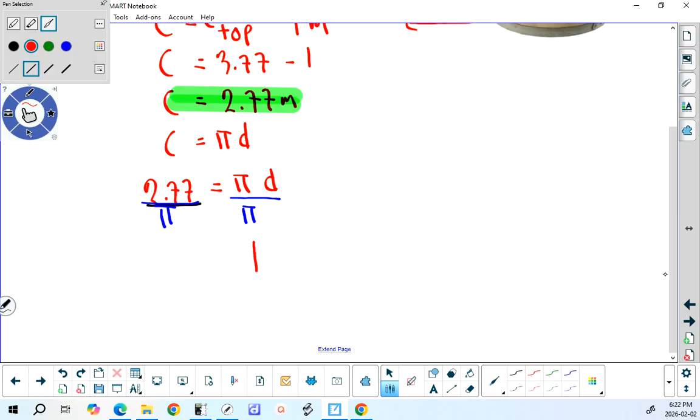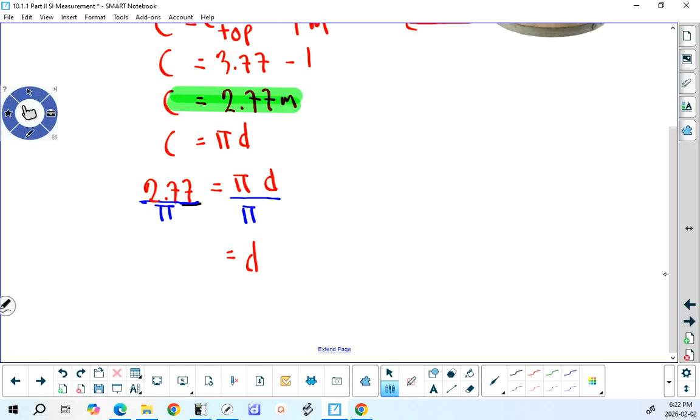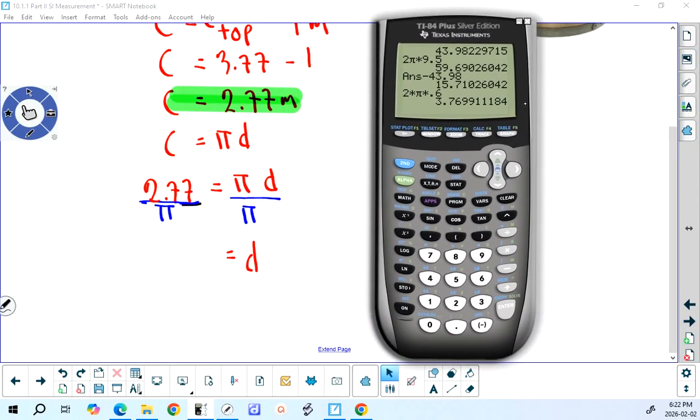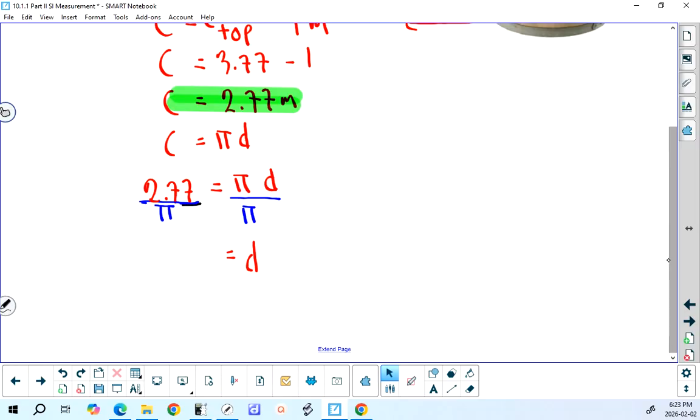And getting the diameter equals whatever. I'm going to just rewrite that. That just doesn't look right. It looked like an 11. Whatever 2.77 divided by pi is, that will be the diameter of the bottom. I'm just going to take this number on my calculator and subtract 1. There's the circumference of the bottom, and then I'm going to divide it by pi. So about 0.88 meters is the diameter of the bottom band.